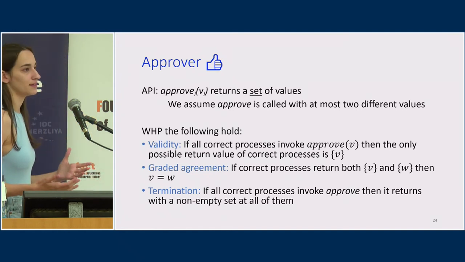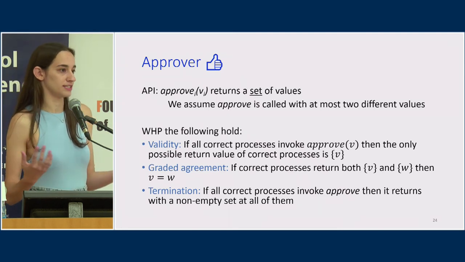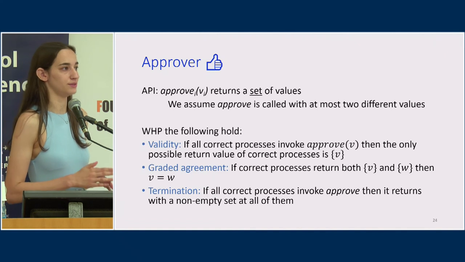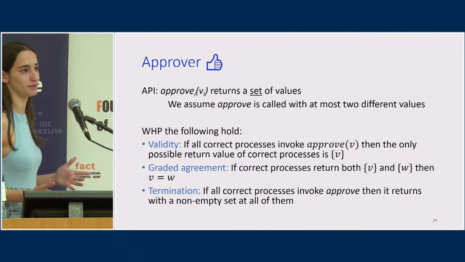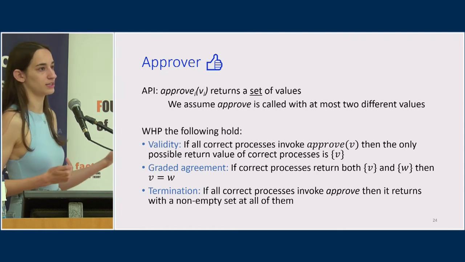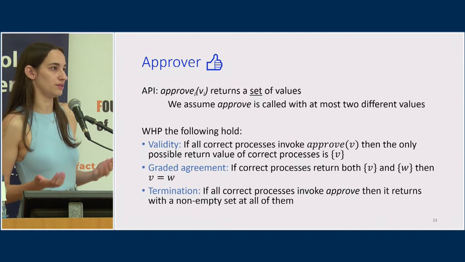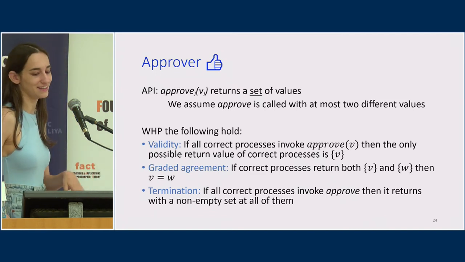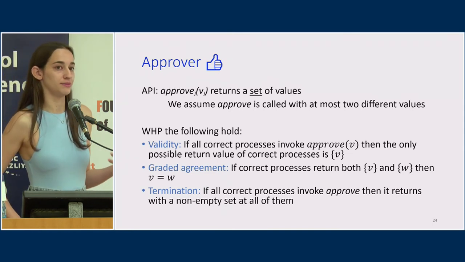And what are the properties of this primitive? We want validity. We want that if all processes start with the same initial value v, then they all return with the singleton of v itself. We want graded agreement, meaning that if two different correct processes return with a singleton, it would be the same value, so v and w in the slide. And for termination, we want all processes to return with a non-empty set.